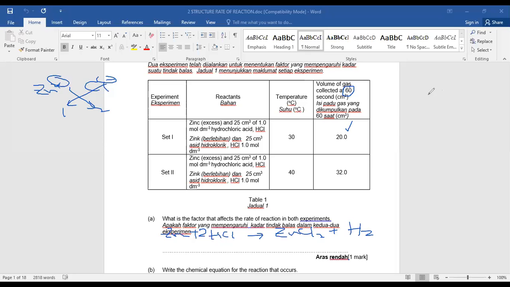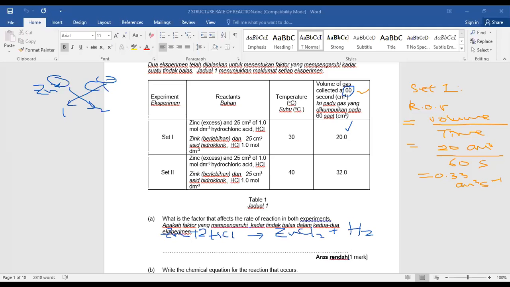You are calculating for set 1, right? So you write set 1. Then the average rate of reaction equals to the volume divided by the time taken. So what will be the volume? This is the volume, 20 cm³. Time taken, can you see? 60 seconds. Okay, therefore you are getting how much? Is it 0.33 cm³ per second? I hope you get this.